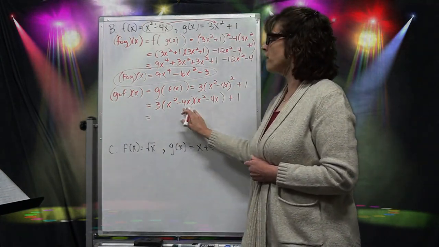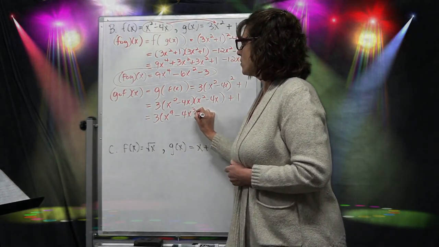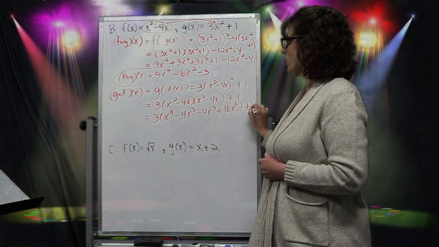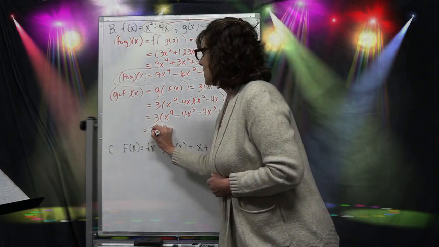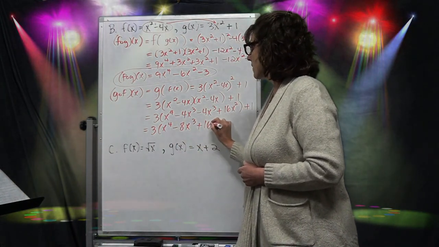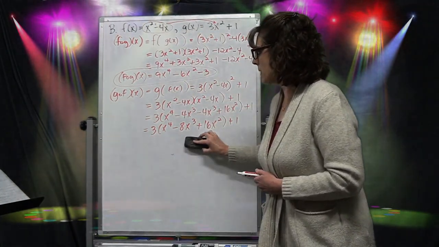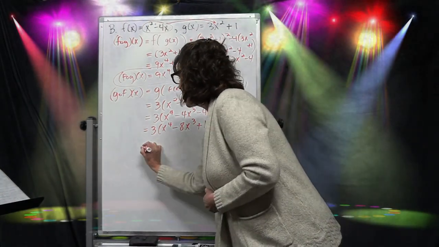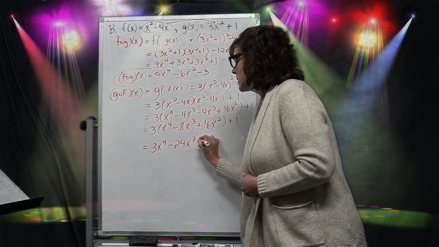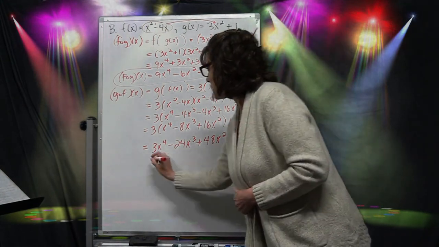I'm going to go ahead and do this. I'm going to FOIL and then distribute my 3 through, giving me x to the 4th minus 4x to the 3rd minus another 4x to the 3rd plus 16x squared. Don't forget that plus 1 in the back. I'm going to combine my like terms, which would be a minus 8x to the 3rd. I'm going to go ahead and distribute my 3 through. We'll bring that back up here in just a minute. When I distribute my 3 through, I get 3x to the 4th minus 24x to the 3rd plus 48x squared plus 3. And then I'm going to combine up those like terms.